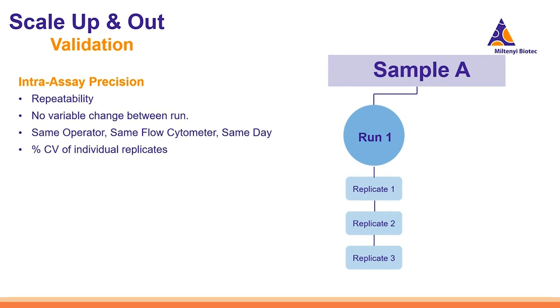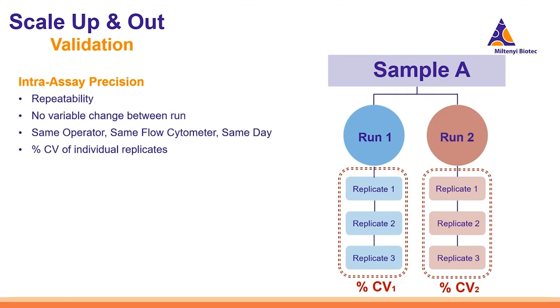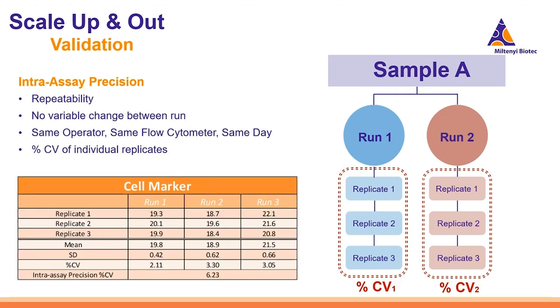And it's really just looking at the percent CV of individual replicates. You may want to repeat this run multiple times. That way you're not just running it a single day. And looking at this, you might have three different runs with the same sample, the same operator, the same flow cytometer. And within that, you'd have individual percent CVs within runs. And then you can also have a between run overall percent CV to kind of see your intra-assay percent CV.